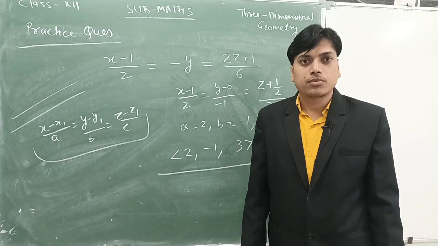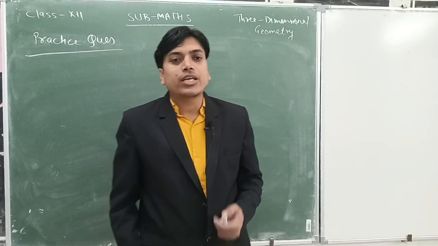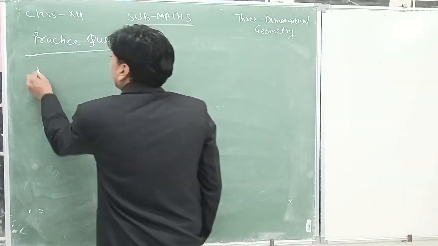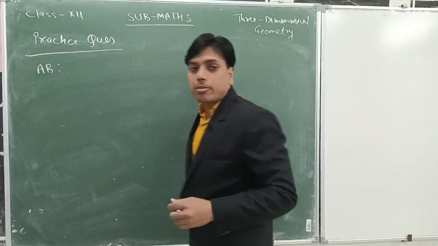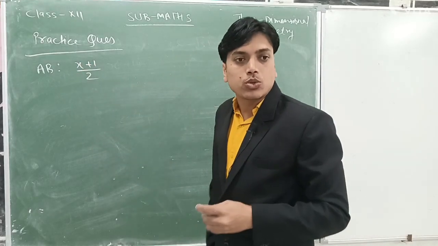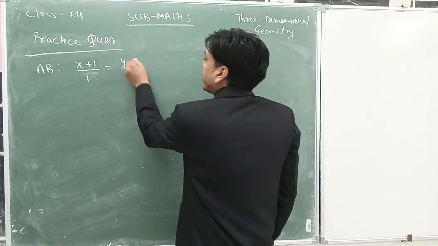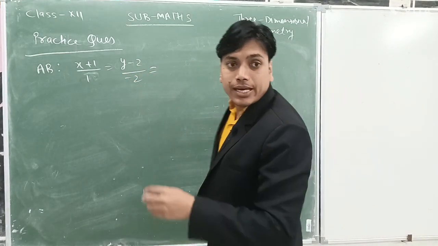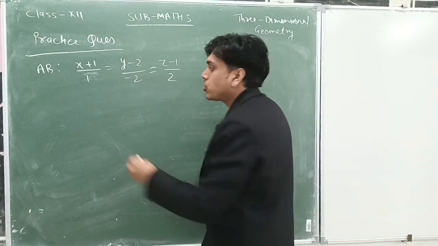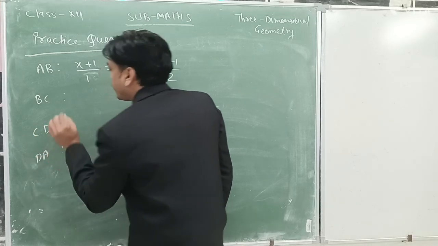Okay, let's move to the next question. In this series, the next question is: the equations of the sides of a parallelogram ABCD are as follows. One parallelogram ABCD is there. The equation of the line AB is (x plus 1)/1 is equal to (y minus 2)/(minus 2) is equal to (z minus 1)/2. Similarly, the equations of BC, CD and DA are given.